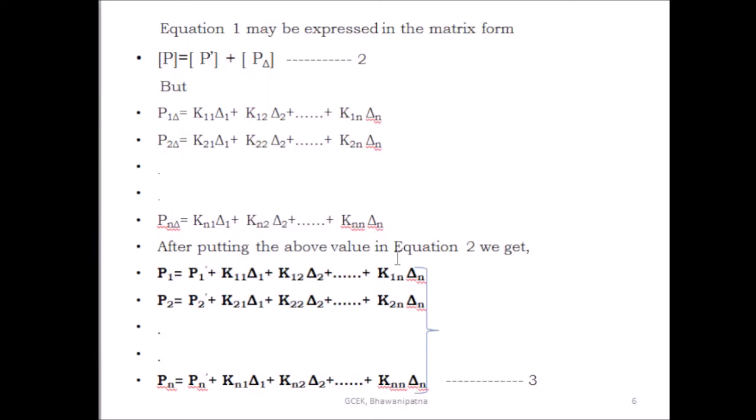After putting these values in equation 2, we get P1 is equal to P1 dash plus K11 delta 1 plus K12 delta 2 plus K1n delta n. P2 is equal to P2 dash plus K21 delta 1 plus K22 delta 2 plus K2n delta n. Pn is equal to Pn dash plus Kn1 delta 1 plus Kn2 delta 2 plus Knn delta n.